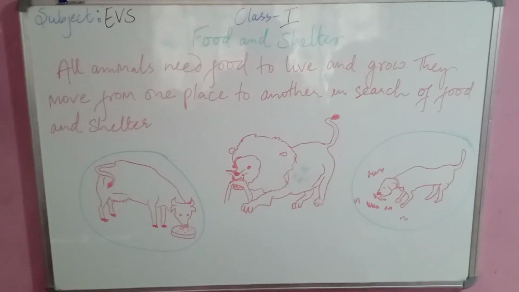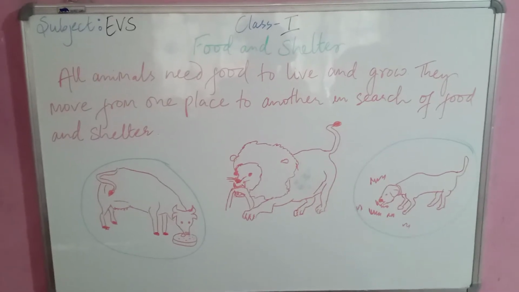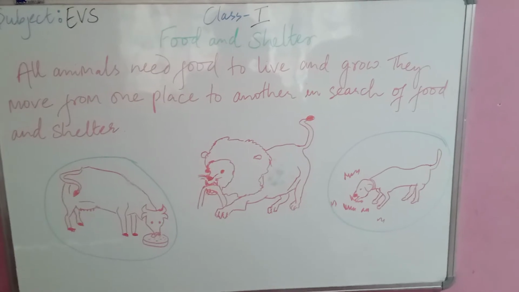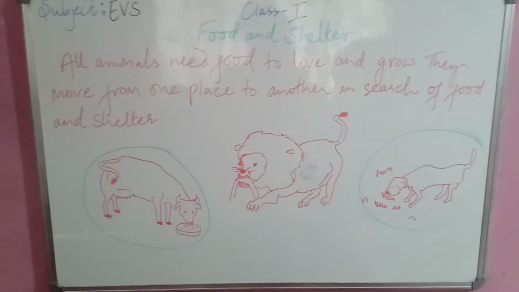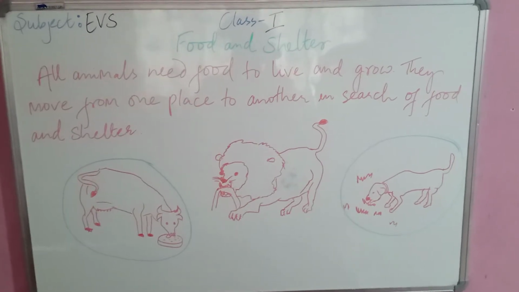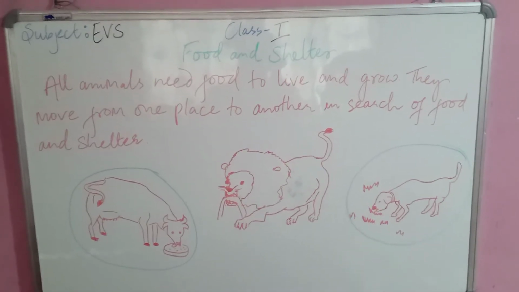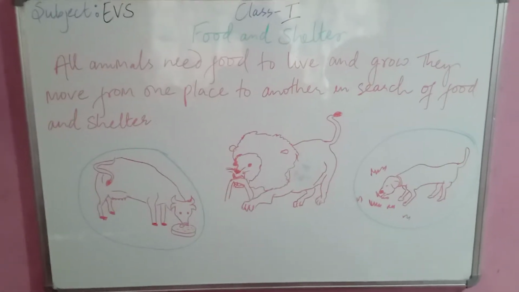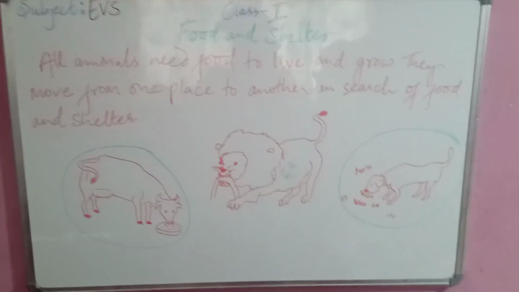Animals, page number 53. In this chapter, we're going to learn about the food that animals eat, different kinds of food, and then the homes that animals live in, where they live, to protect themselves from enemies or from weather.